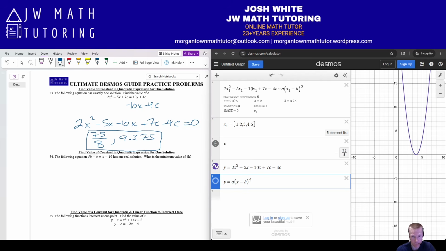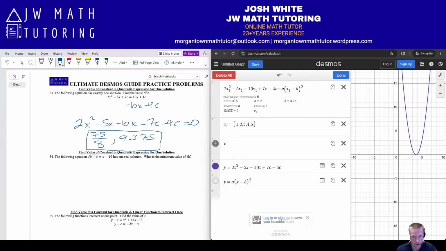So this just confirms that I have found the correct value of c such that this expression has one real solution, because there is one x-intercept for the graph of this quadratic, which we can clearly see on the screen right here at 3.75, comma 0.